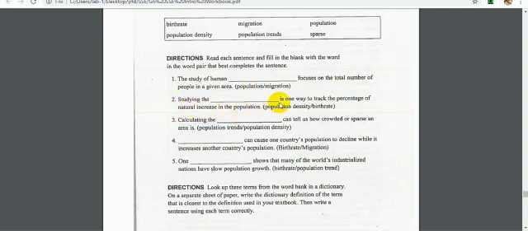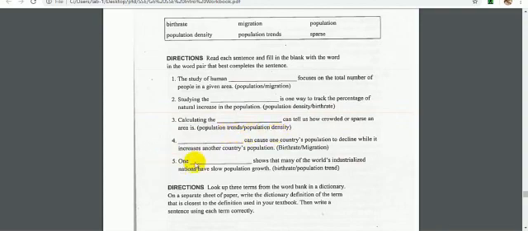Studying the space is one way to track the percentage of natural increase in the population. Of course, it is birth rate. Birth rate is one of the ways that we calculate the natural increase in the population. We have birth rate and death rate. Number 3, calculating the space can tell us how crowded or sparse an area is. What do you think? Population trends or population density? Of course, it is population density.